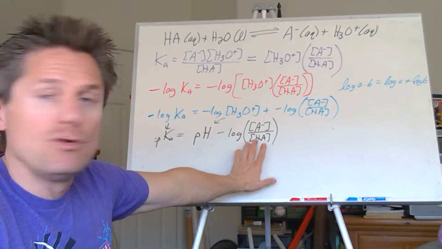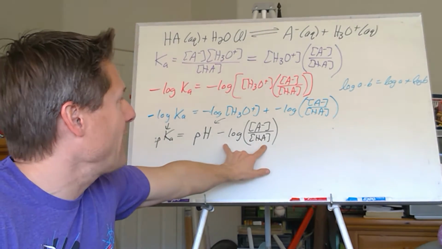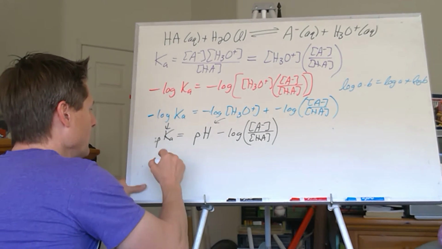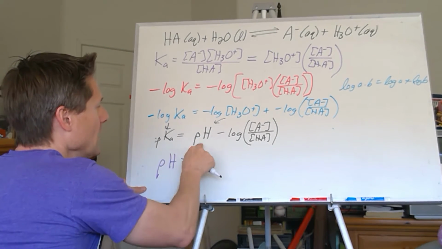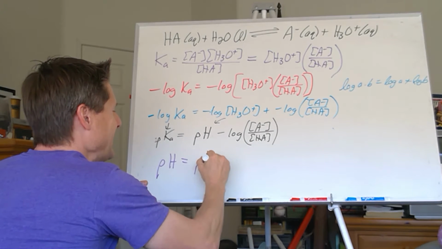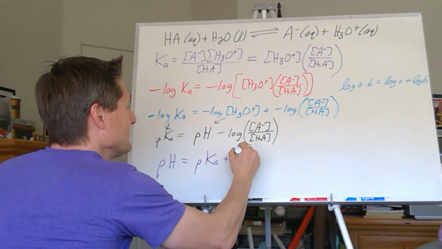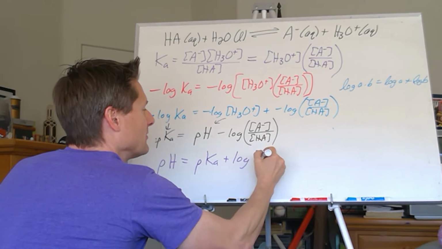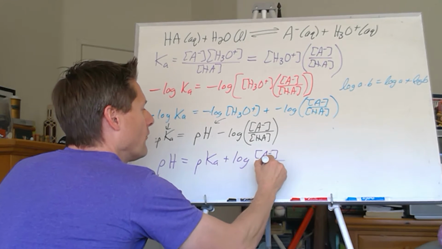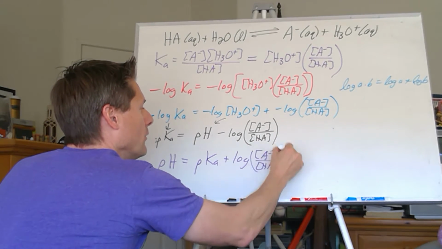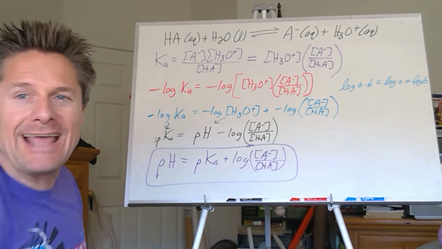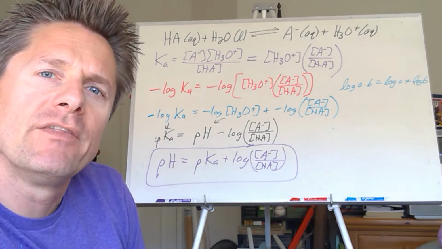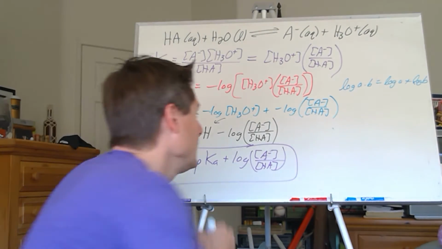Isolate your pH. So let's move this whole log term over. Let's add that to both sides and get the pH on the left-hand side. You ready? So the pH, I'm going to move this over, will be the pKa plus the base 10 log of the conjugate base concentration over the weak acid. Ooh, wasn't that slick? We got that from the equilibrium expression. I wonder who did this. Henderson and Hasselbalch. Oh my gosh.